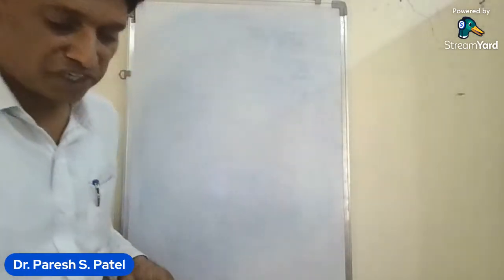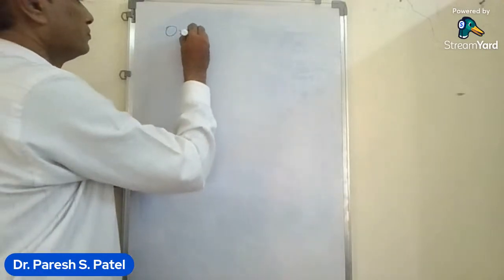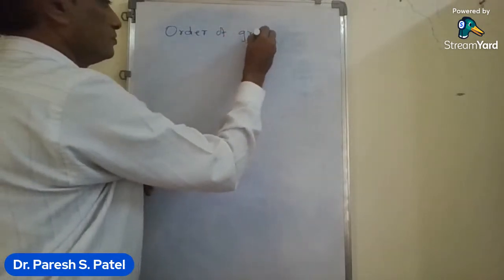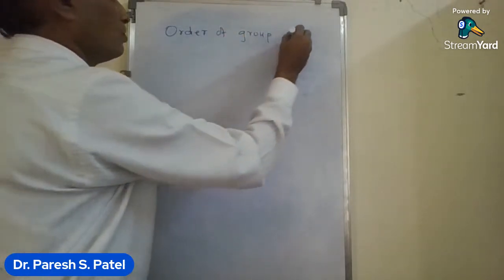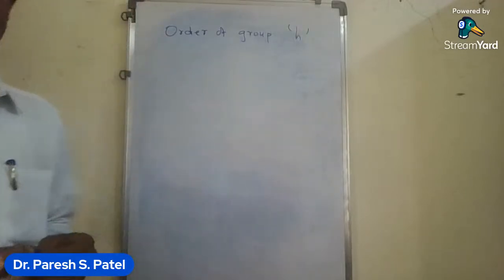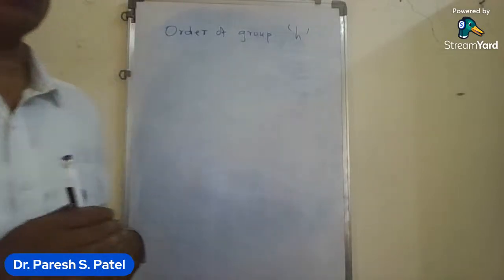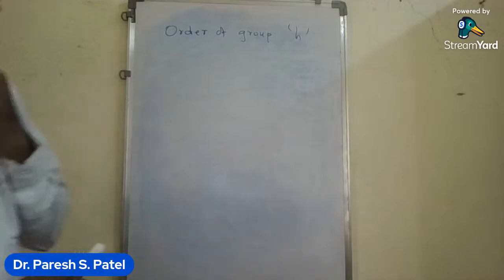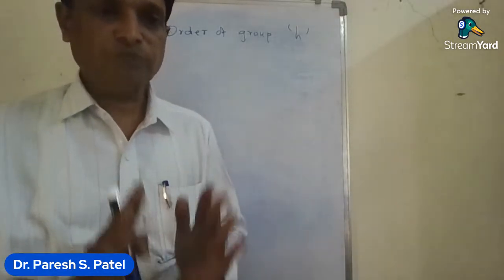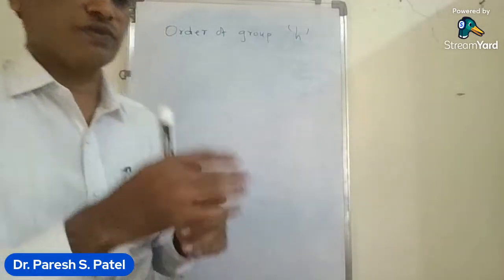We are going for another title, order of group. Order of group can be represented by small h. Now, what is order of a group? Order of a group is equal to the number of symmetry elements present in a molecule. What is order of a group? The number of symmetry elements present in a molecule.